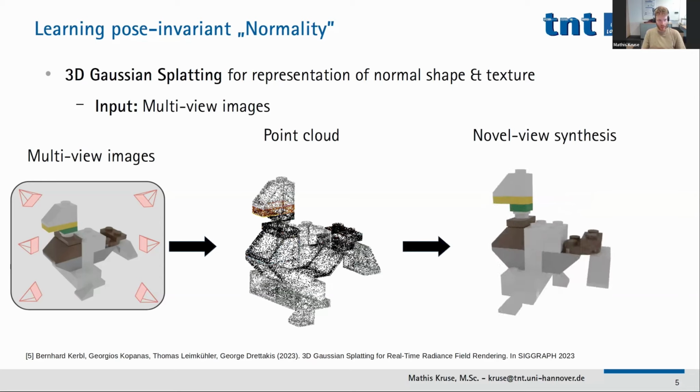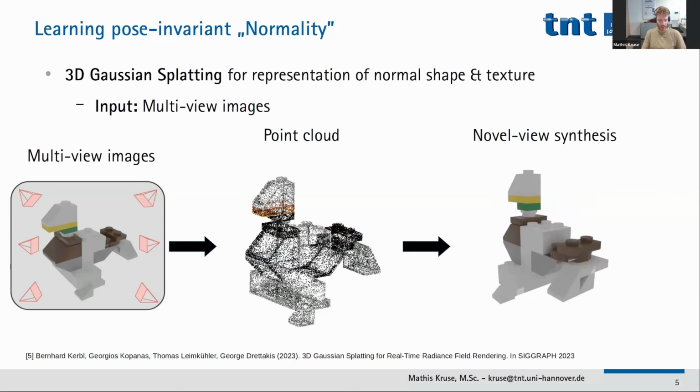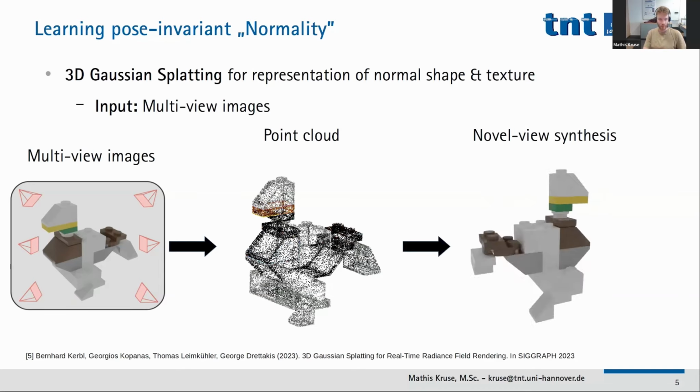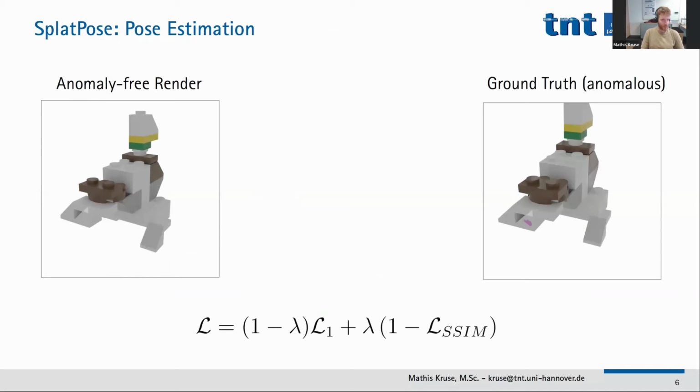And also, like I said, we only train on normal data. So in this case, this novel view synthesis also only plots normal variants of the object. So what did SplatPose do? On the right-hand side, we have an example of a test image with a discoloration down here at this little spot. And on the left side, we have a rough estimation of the pose taken from our training data set.